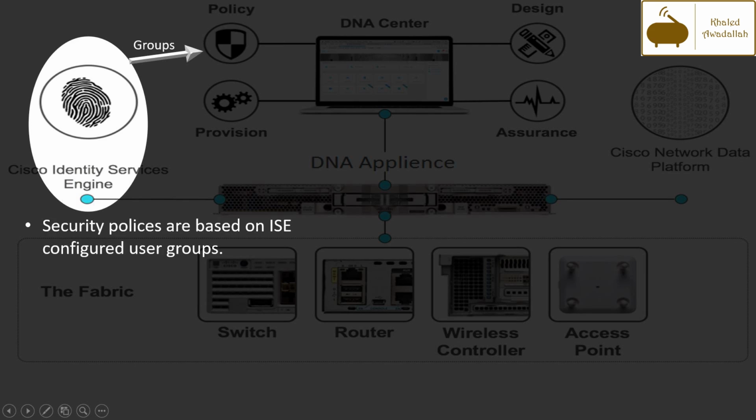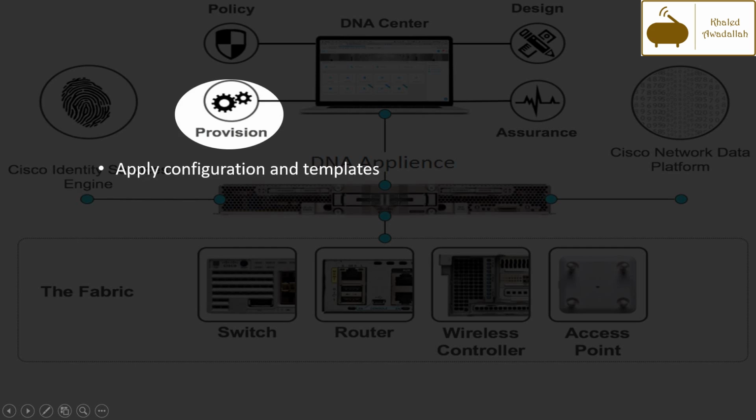Cisco ISE integration is mandatory to achieve network segmentation, as I have mentioned before. If you don't have Cisco ISE, or like in my case with my customer, the customer has Cisco ISE but doesn't want to integrate it with DNA yet, then network segmentation cannot be achieved. Many other features can be achieved without ISE integration. So without ISE integration, you will lose only 1 or 2 main features. One of them is network segmentation. Also, the provisioning module is used to apply configuration and templates.